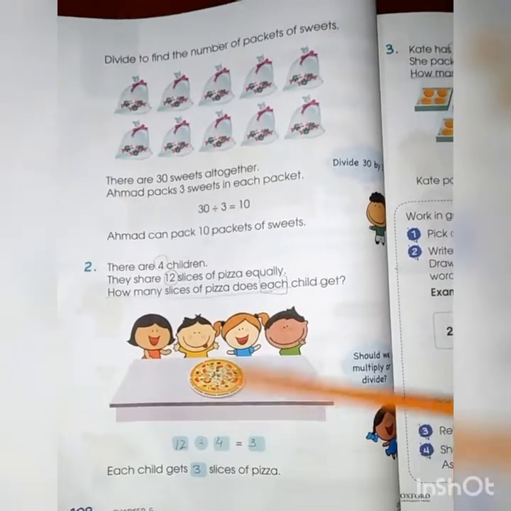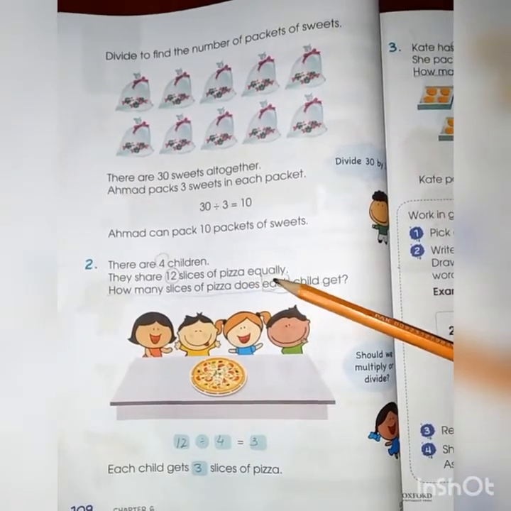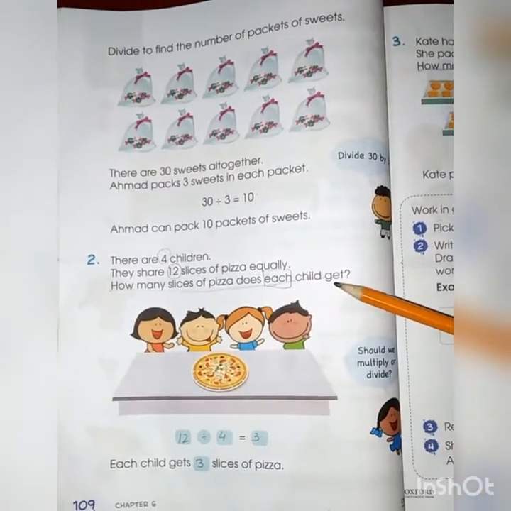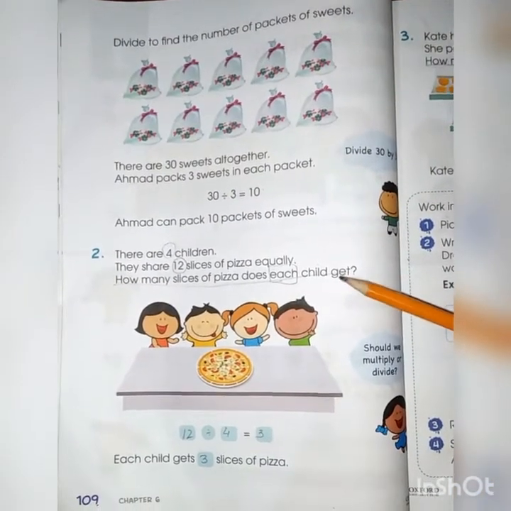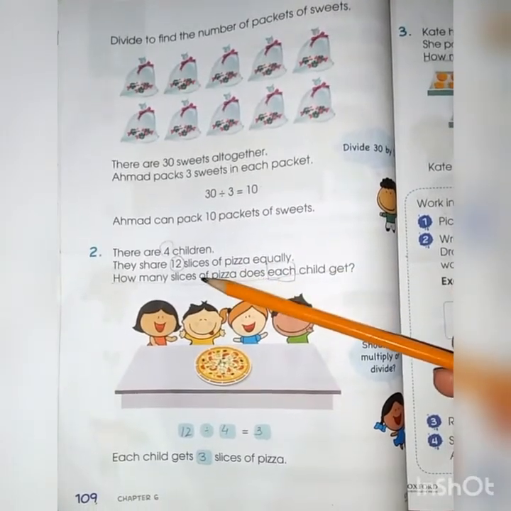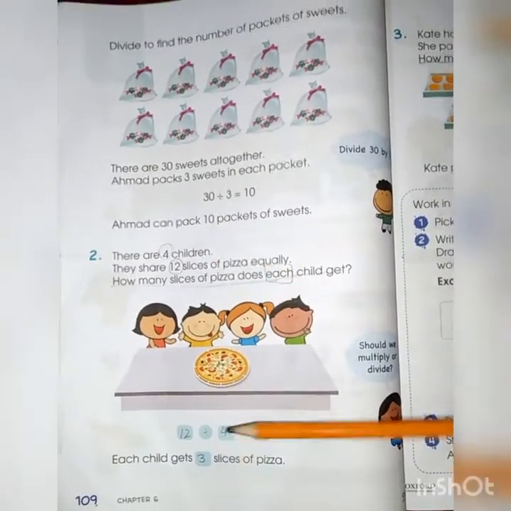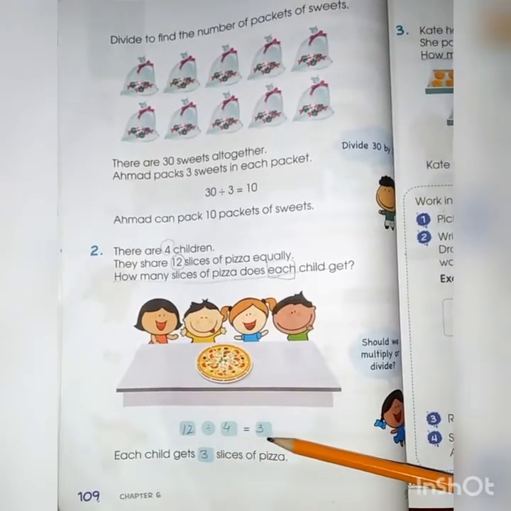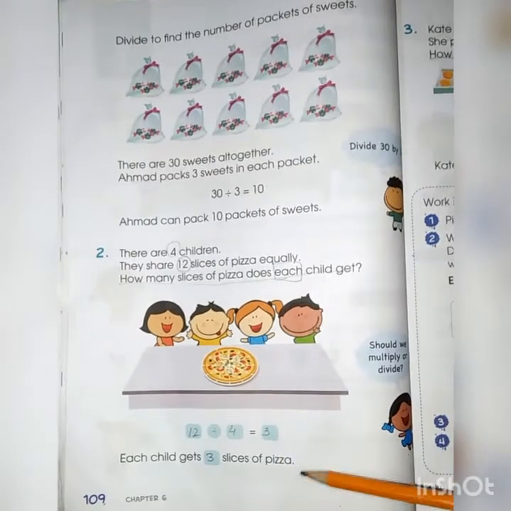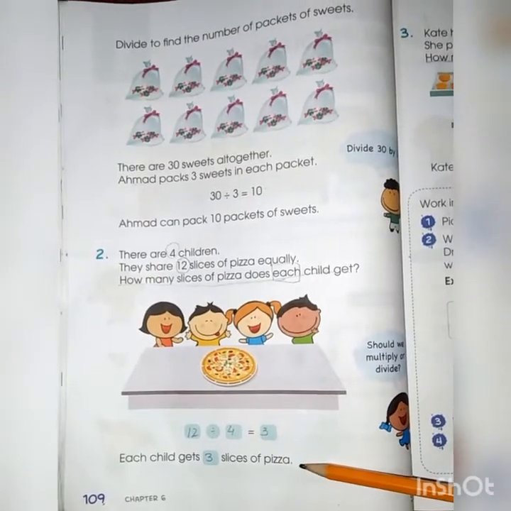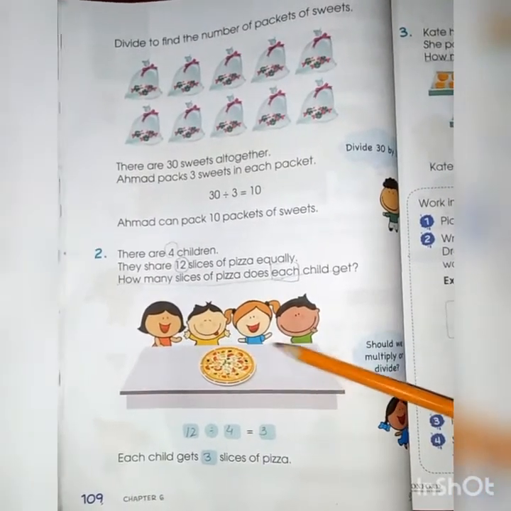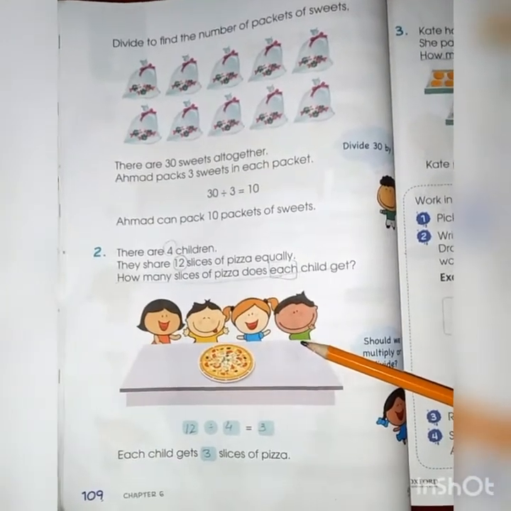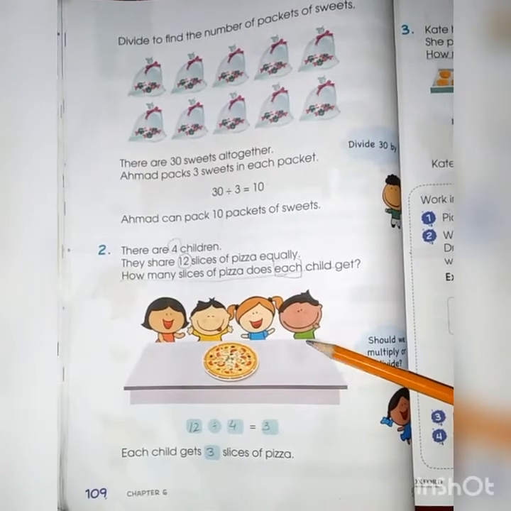So, we know that there are 12 slices of pizza and there are 4 children, and we have to find how many slices of pizza each child gets. When we divide 12 slices of pizza by 4 children, we will get 3. It means that each child gets 3 slices of pizza. 3 plus 3 plus 3 plus 3. In total 12 slices, and we have 4 children and each child gets 3 slices of pizza.